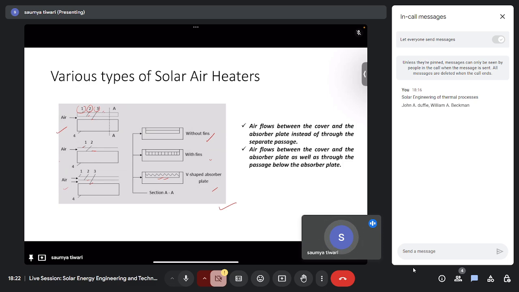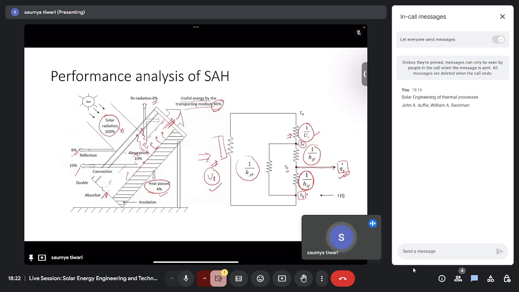This is the performance analysis of a solar air heater. We can see how the solar radiation is coming. Some is being reflected, some is being transmitted and then absorbed by the absorber plate, and some of it is re-radiated at long wavelength. When this plate gets heated, heat transfer from this plate to the flowing air occurs, and some losses also occur from the backside and due to convection. And at last we get some amount of useful energy by the transporting medium, which is around 60%, right?